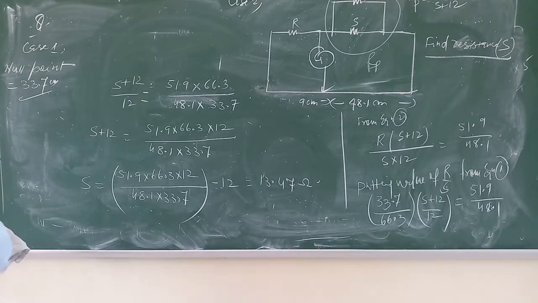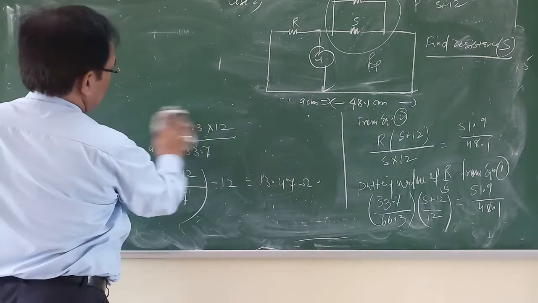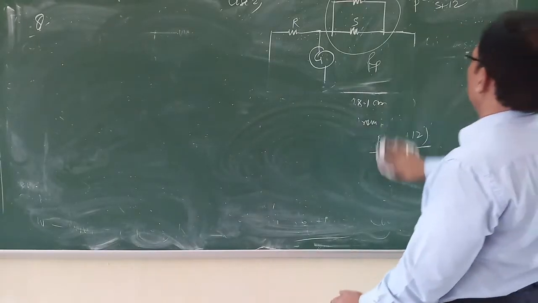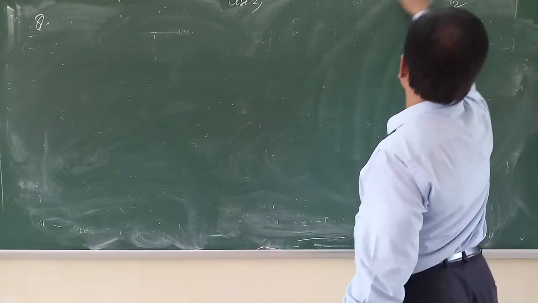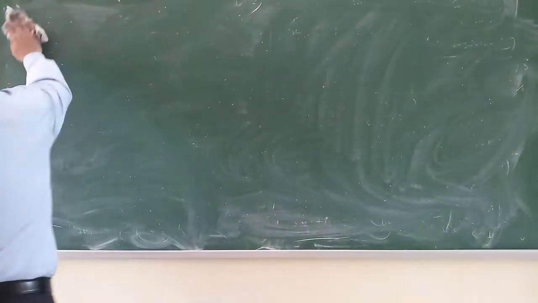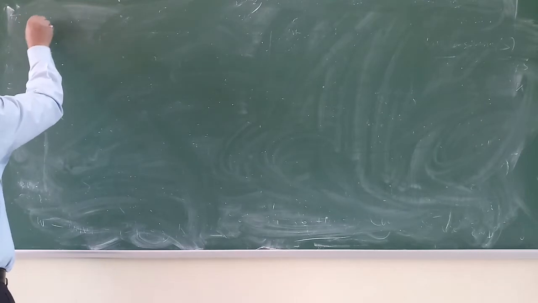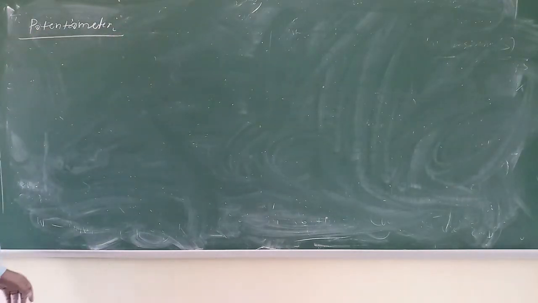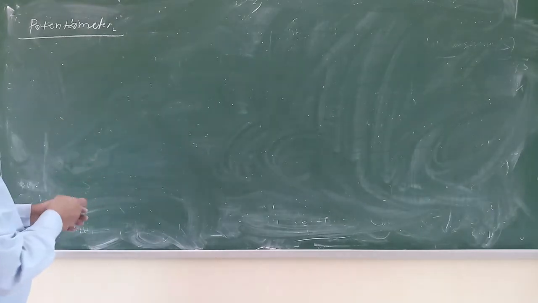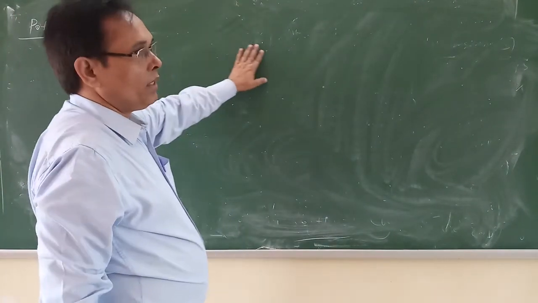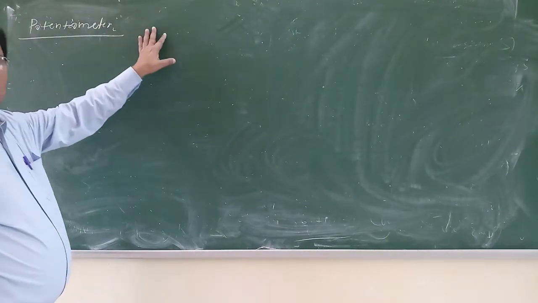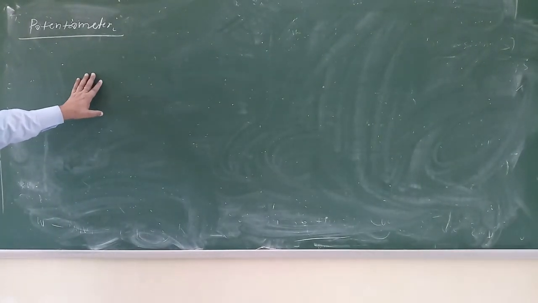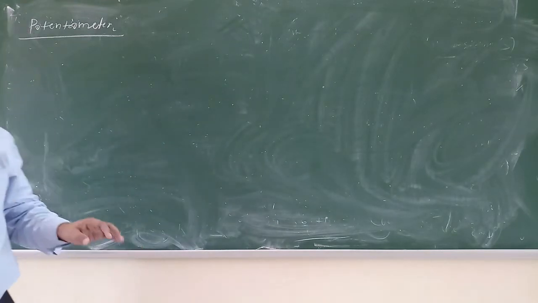Now next is the potentiometer. There are two uses of the potentiometer. The potentiometer is used to compare the EMF of two cells, and it is also used to measure the internal resistance of a cell. Before knowing it, you must see the potentiometer.